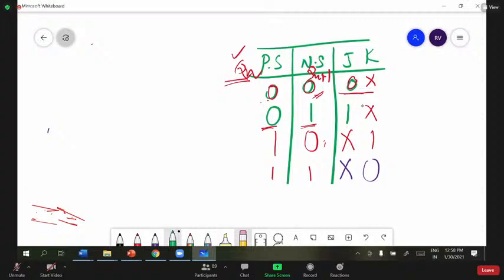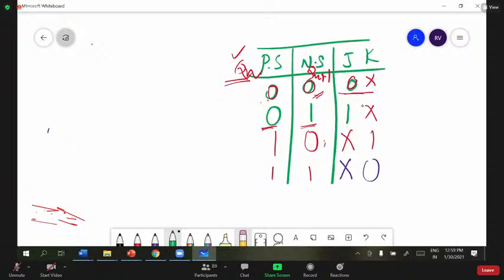Did you understand this or not? This excitation table is important for us. Yes, ma'am. Others? Yes, ma'am. Okay. So don't memorize this by heart. It is easy for us to remember.